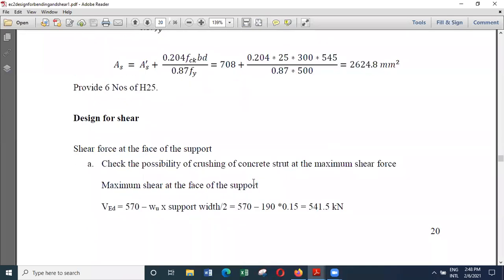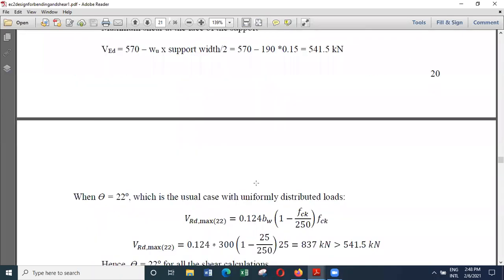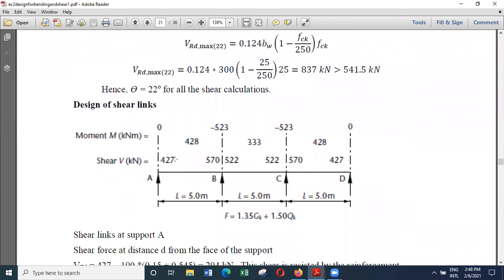We have to check a few things when it comes to shear. The first thing is whether the section is adequate to resist the maximum shear. The maximum shear comes at the face of the support. At the center of the support, we have 570. So we have to find the shear force at the face of the support, and then show that the value we get is less than the maximum shear carrying capacity.